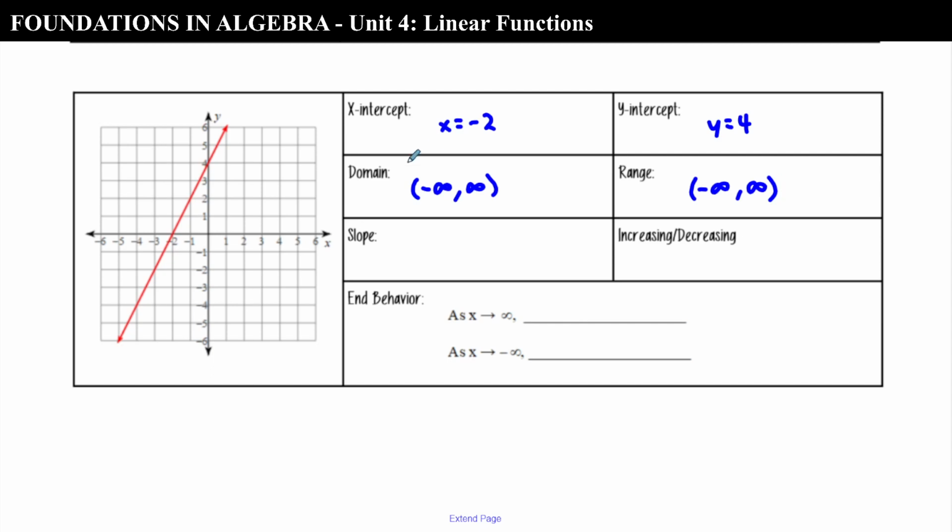Our slope is going to be 1, 2, 3, 4 over 2, which is going to reduce down to 2. And it is increasing because our slope is positive. As x goes to infinity, f of x also goes to infinity because on the right-hand side it's pointing up. On the left-hand side it's pointing down, so f of x goes to -infinity.